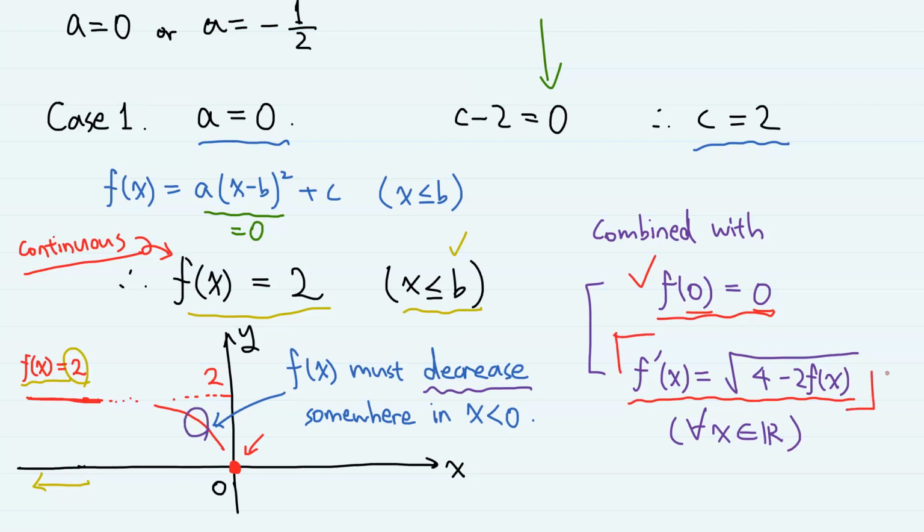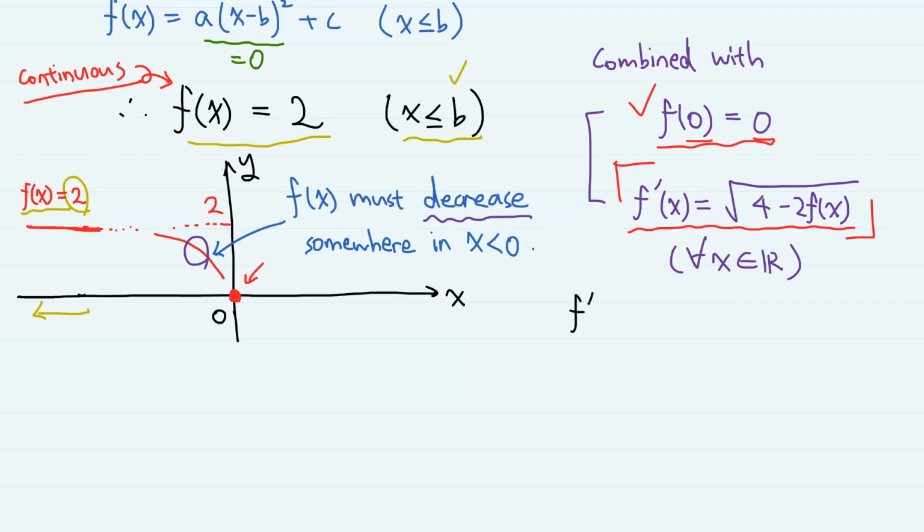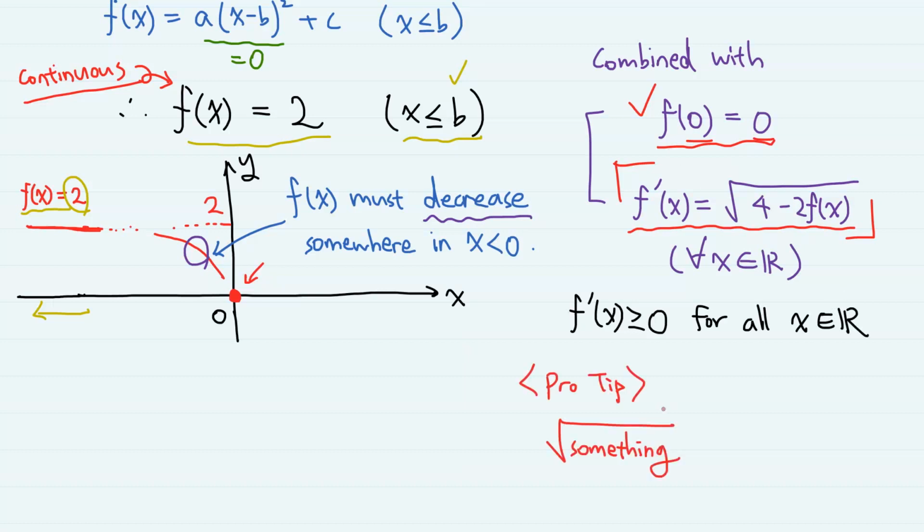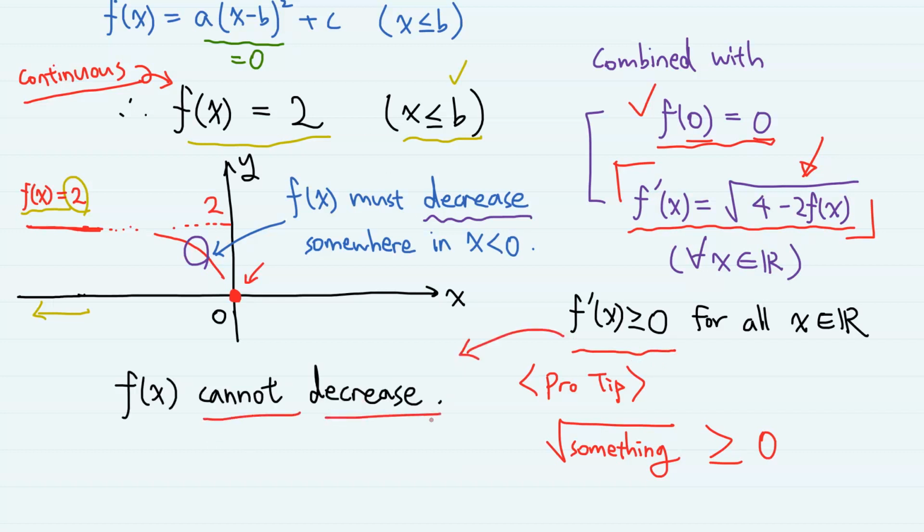But this condition indicates that the derivative f prime of x is non-negative for all real numbers x, because the square root of something like this is always non-negative. Therefore, since the derivative is always non-negative, f(x) cannot decrease anywhere, so there is no way to construct a continuous function f(x) in this case.